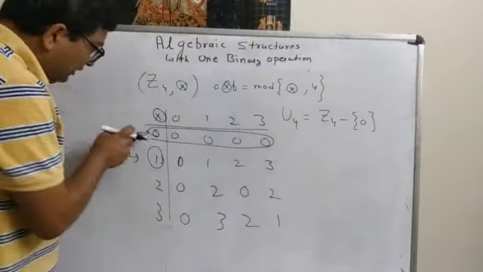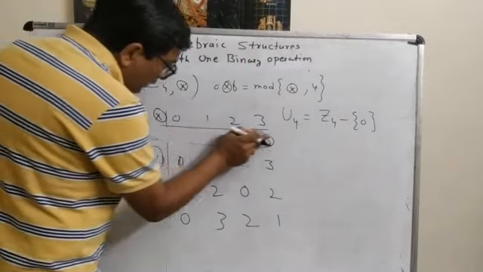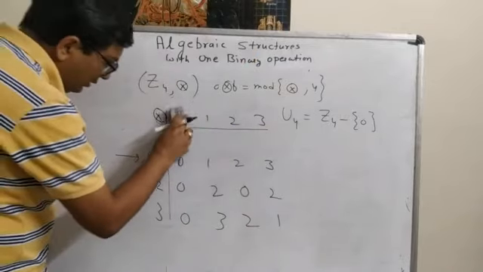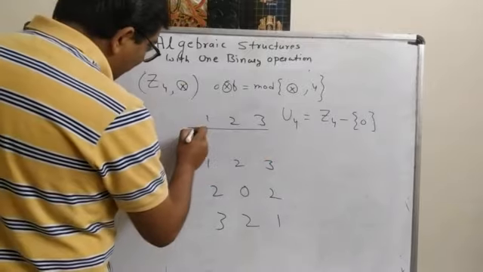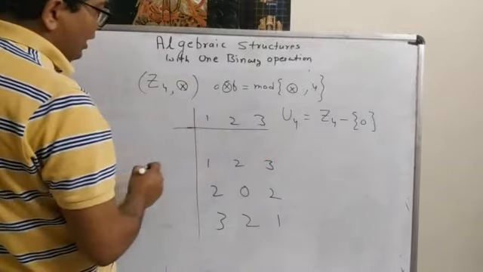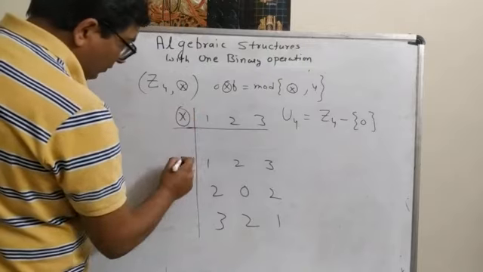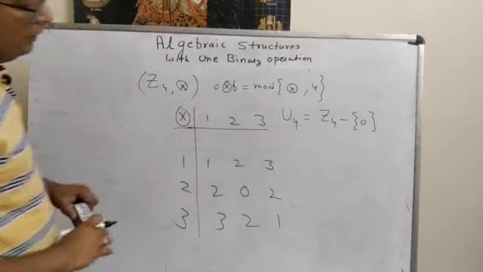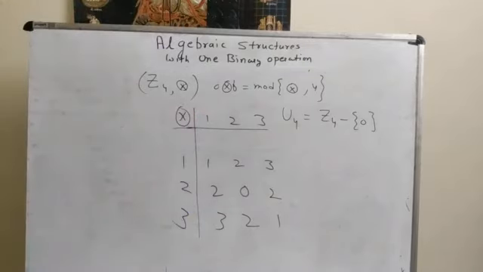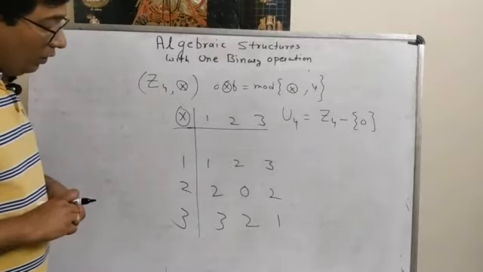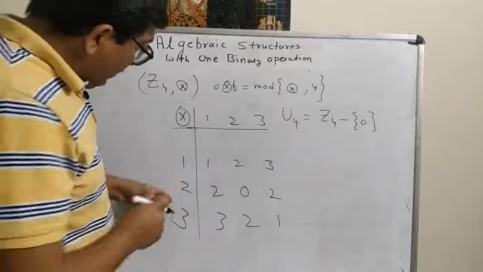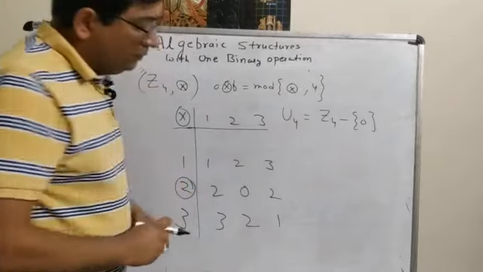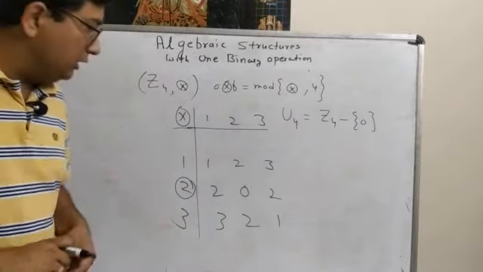So what will the changes be? Now this row will be deleted and this column also will be deleted, and we are left with this matrix. Now still, here is also a problem that the inverse of 2 does not exist. Inverse of 2 does not exist.